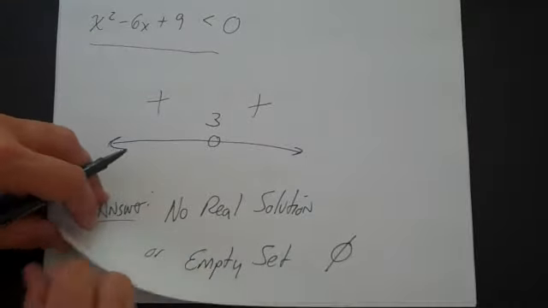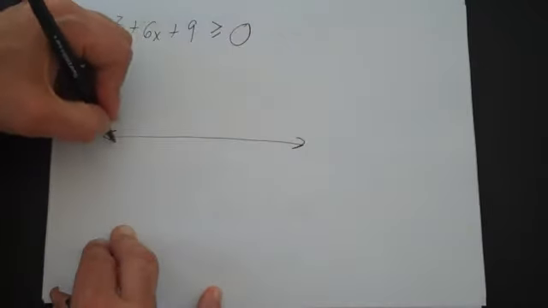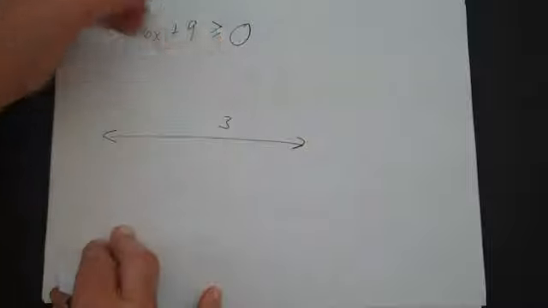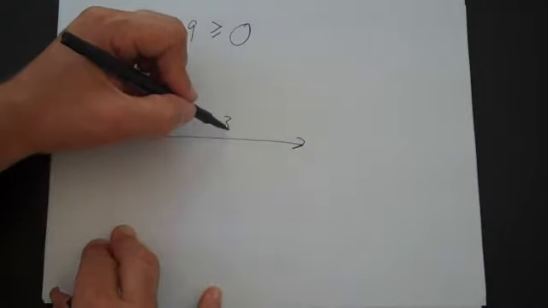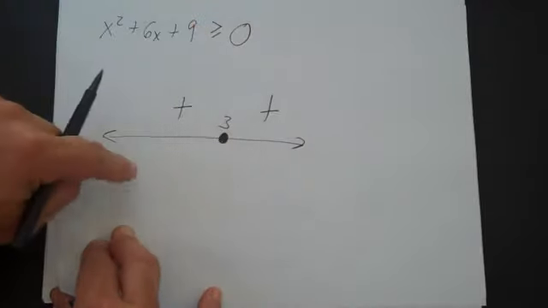If you had exactly the same problem, except it was x squared minus 6x plus 9 greater than or equal to 0, we'd have the same drawing. We'd solve for the critical value, which was 3. At 3, y is equal to 0, so that is going to be a solution. It was positive here and positive here. Remember how we did that?